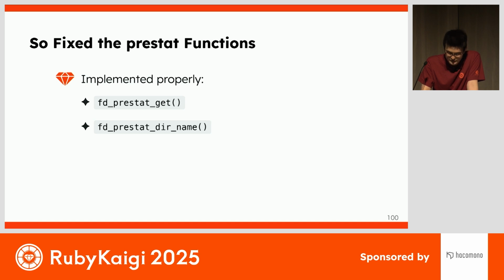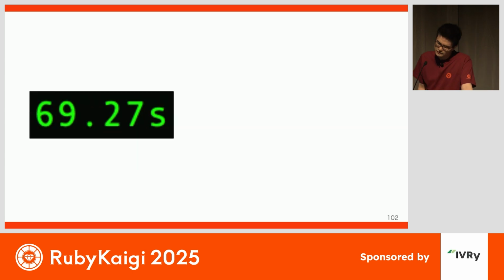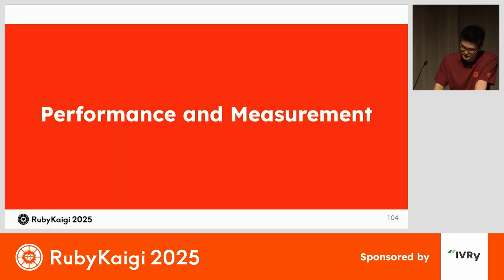So I implemented the necessary functions related to pre-opens. After all that, the standard Ruby command started without any loading warnings, right? So all's well that ends well. However, in my environment, initializing all of the Ruby gems takes about 70 seconds. This leads into the final topic, performance.